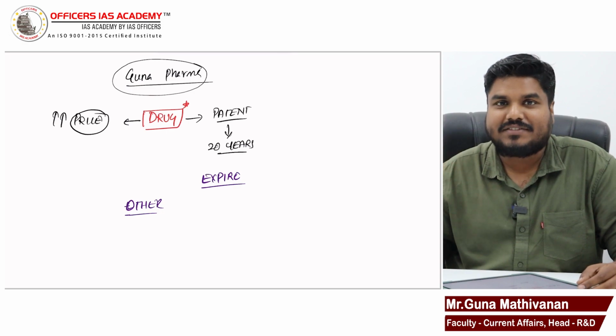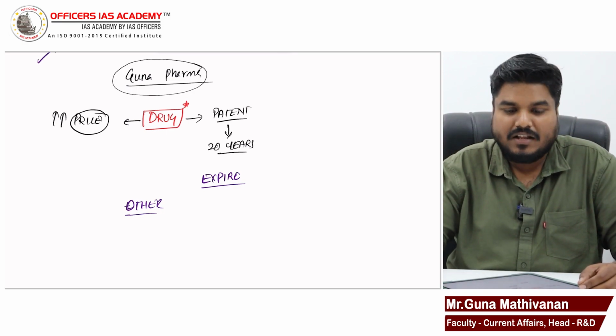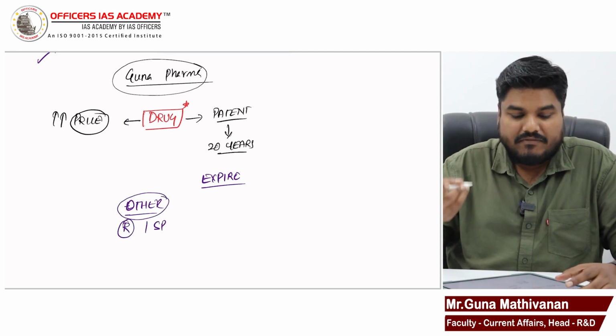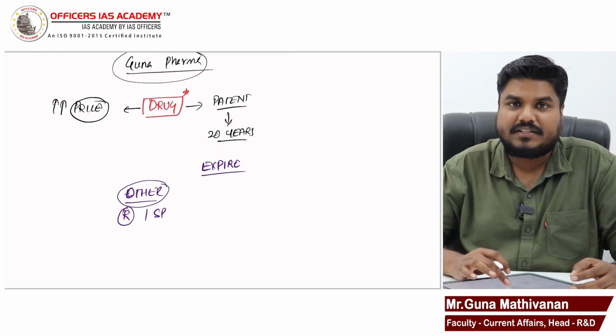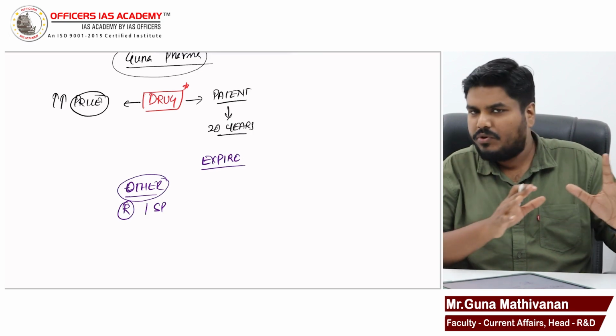When others produce this drug, we will call it generic drugs. So when others like Ranbaxy, like Sun Pharma, produce this drug, it will be similar. The efficacy of the drug will be similar. There will be no big difference.